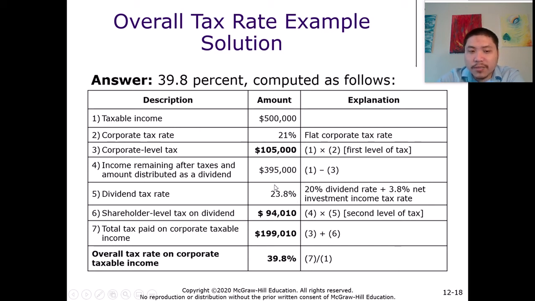tax rate on the dividend. So the tax liability on the dividends is going to be 395 times 23.8%, which gives us $94,010. So the total tax paid on the corporate taxable income is $105,000 plus $94,010, and that gives us $199,010. And the overall tax rate for corporate income is this amount divided by $500,000, and that equals 39.8%. So pretty high, right?